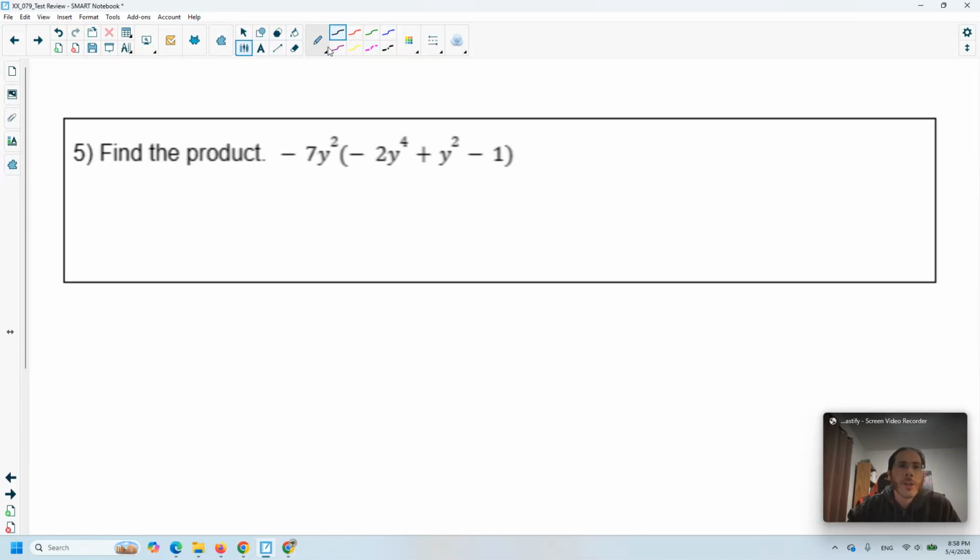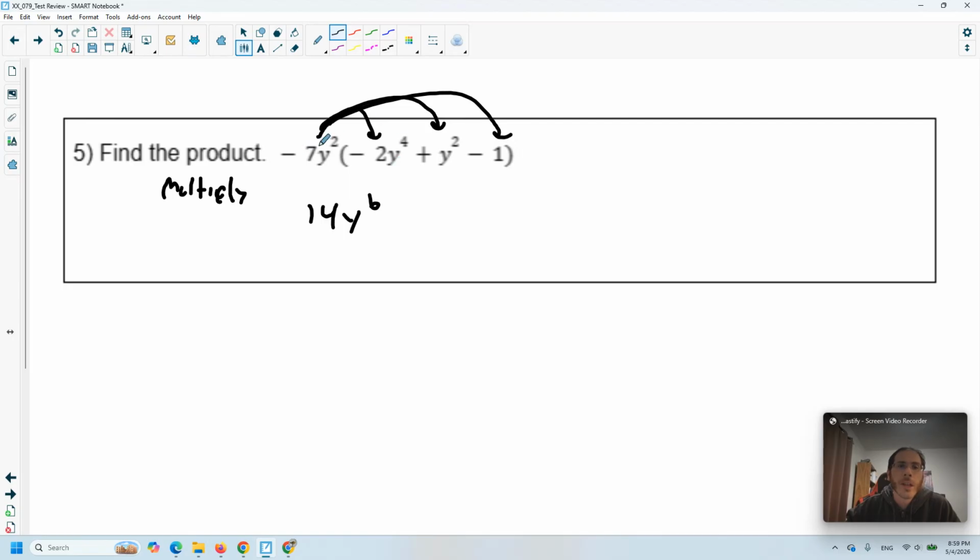Moving on to 5, we need to find the product. So for the product, this means multiply. So remember, we're just going to multiply. When we have a number or any term out front, we can just distribute. So when we distribute, we multiply the coefficients. So negative 7 times negative 12 is 14. And then we add the exponents. 2 plus 4 is 6.